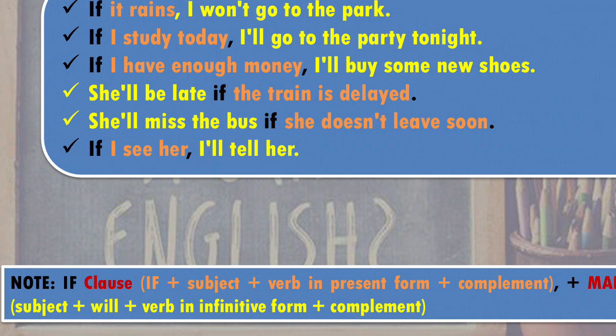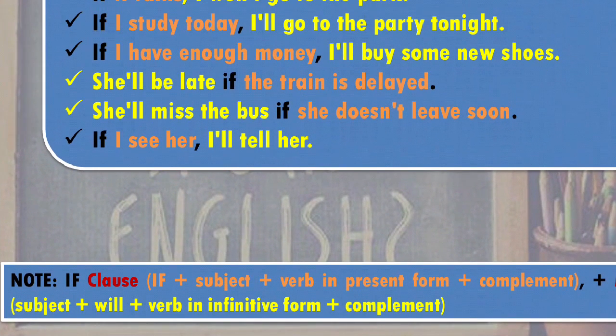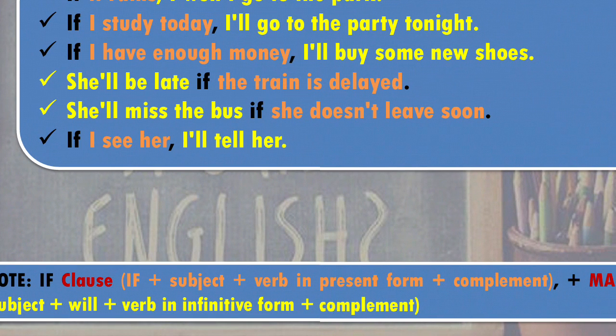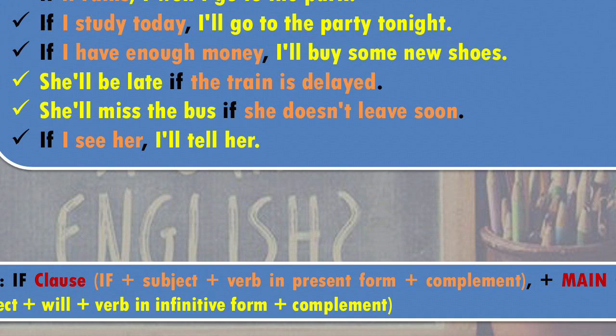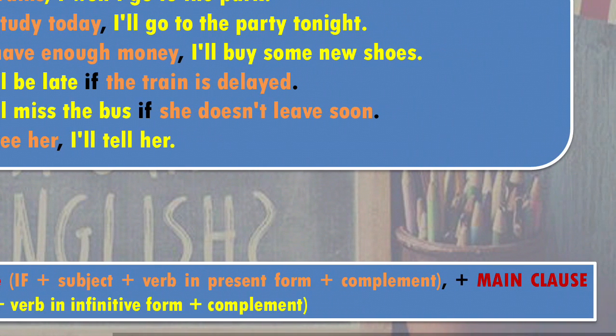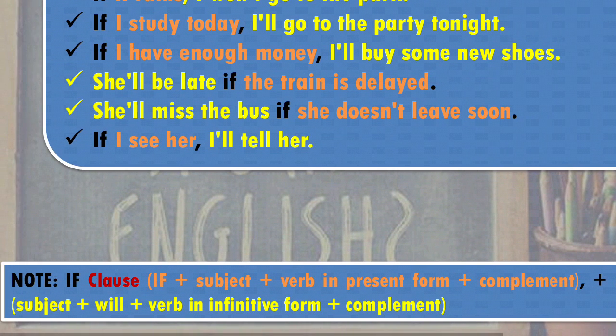And here we have the full structure of if as first conditional. It says we need if as subject, a verb in the present form plus a complement, and then we need in the main clause a subject plus will, a verb in infinitive form plus a complement. Debemos recordar que los verbos en futuro simple trabajan de manera infinitiva, es decir, ellos no están conjugados porque el tiempo de la oración lo da will.